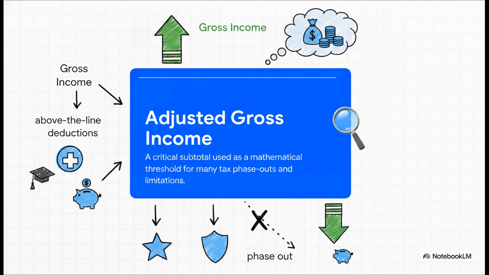AGI is that critical subtotal you hit right after subtracting your above-the-line deductions from your gross income. Now, why is AGI such a big deal? Well, because it acts as the financial threshold for almost all the phase-outs and limitations later on in the return. Seriously, if you miss an above-the-line deduction here, something like student loan interest, self-employed health insurance, or a retirement contribution, your AGI stays artificially high. And the massive consequence of that? You might inadvertently phase your client right out of some seriously valuable tax credits or itemized deductions further down the cascade. It is a big deal.